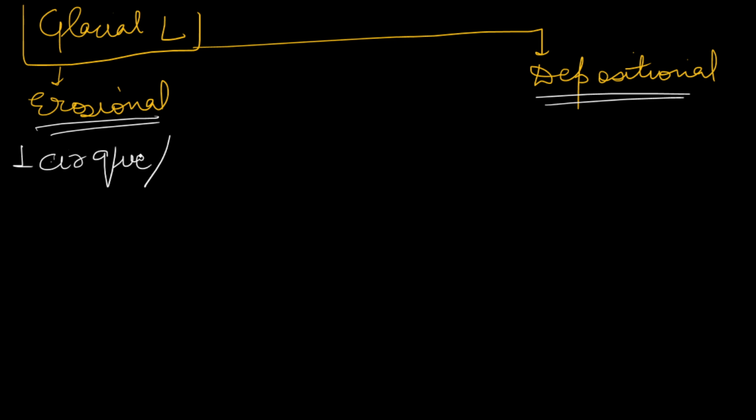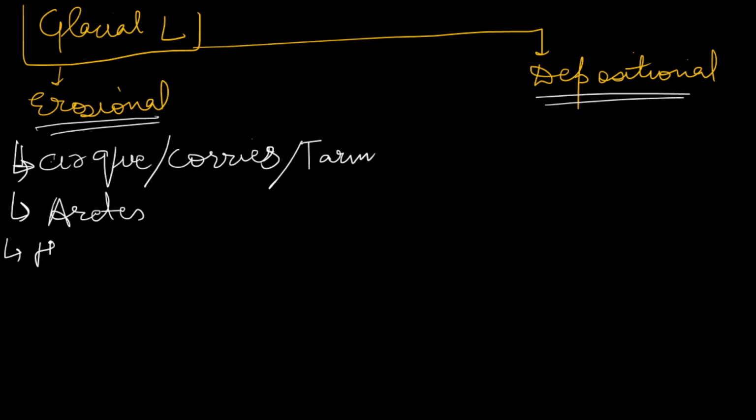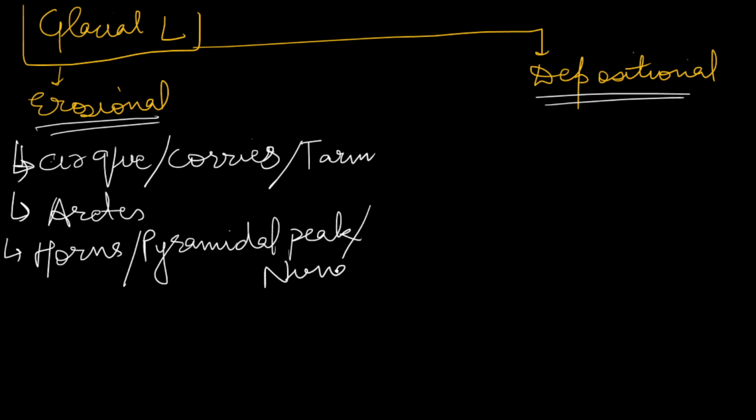So glacial erosional landforms are cirque, we have quarries, and we have tarn. Secondly we will find arêtes, then you will find horns, pyramidal peak, and these are also known as nunataks. So sometimes they are also known as horns, as they are shaped like a horn, or they are also known as pyramidal peaks.